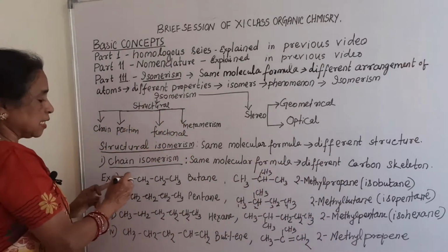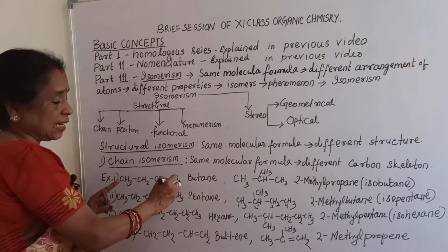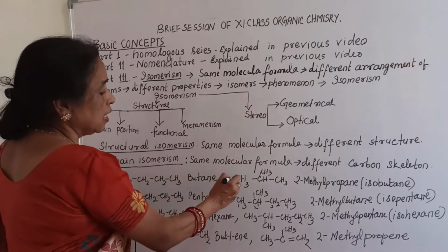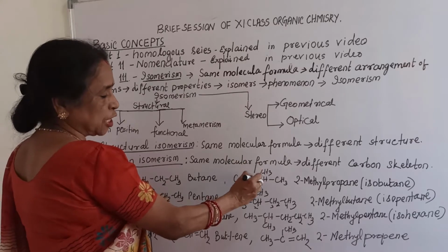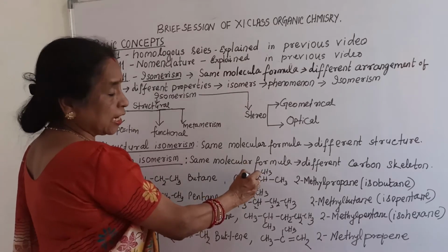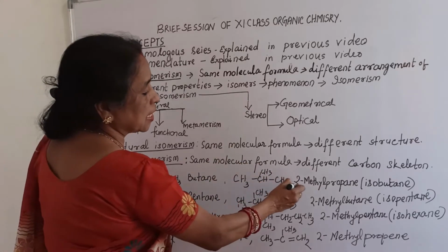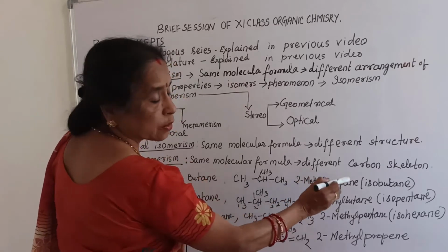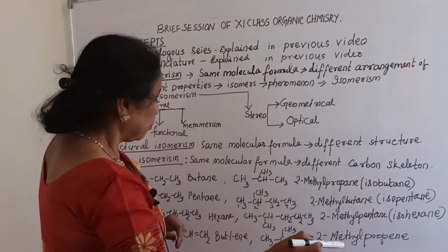Again see, this is a 4 carbon alkane, that is butane, and here there is a branch chain, a CH3 group present at carbon 2, which is why the name is 2-methyl propane. So it is known as isobutane.